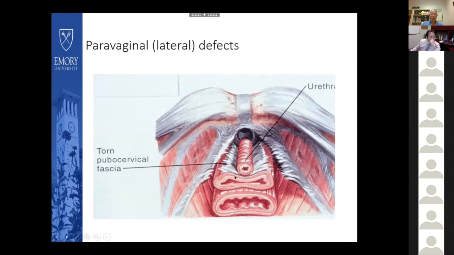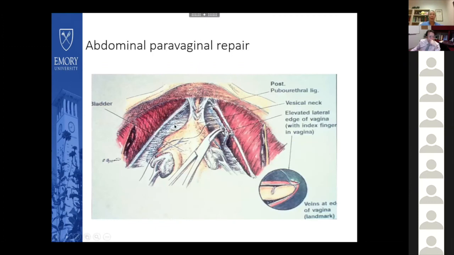All right, lateral defects. So this is the pubocervical fascia right here. This is your arcus tendineus. This looks a little funny because it looks like it just holds up the urethra, but it really is holding up the bladder, which you see a little bit better here. So this is what you're doing. If you're doing this abdominally, you are reattaching the pubocervical fascia to the arcus tendineus fascia pelvis, okay?